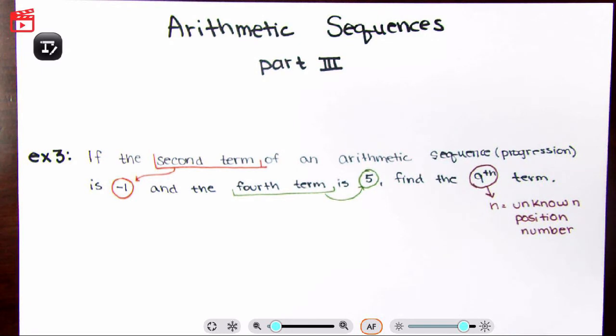Example number 3 says, if the second term of an arithmetic sequence or a progression, sometimes you'll see progression, sometimes you'll see sequence, if the second term is -1 and the fourth term is 5, find the ninth term.